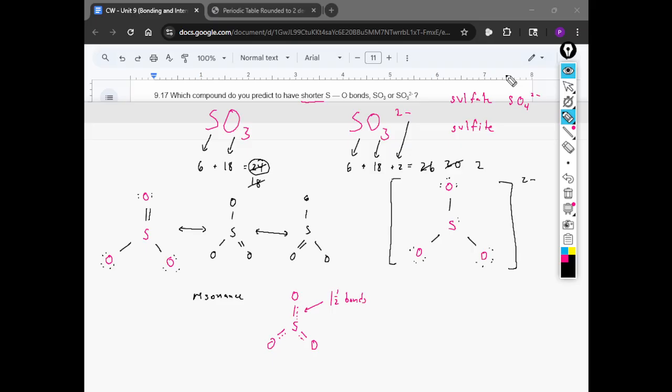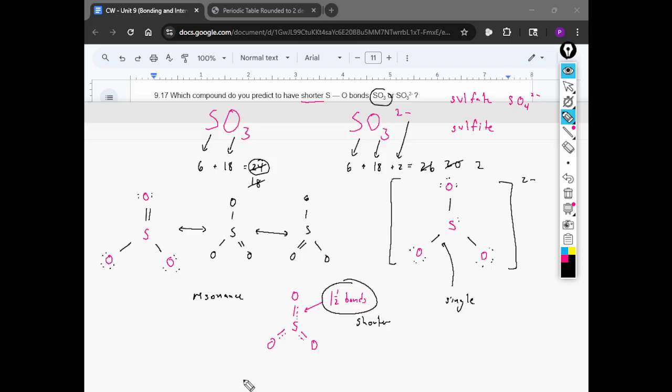Okay. All right, so we drew the structures. Now let's compare the bonds. So we said that SO3 goes into resonance. So these are 1.5 bonds. What type of bonds does SO3 2- have? Yeah, these are single. Now, if you remember from where we ended up, which one is shorter? 1.5. 1.5 is going to be shorter. It's a stronger bond. So the shorter one is going to be for SO3. Okay, and that would be the answer to your question. If you got that, great job.